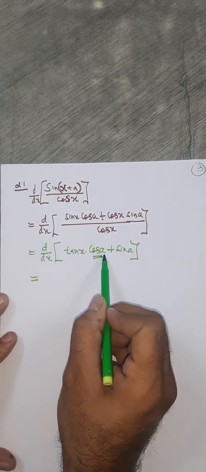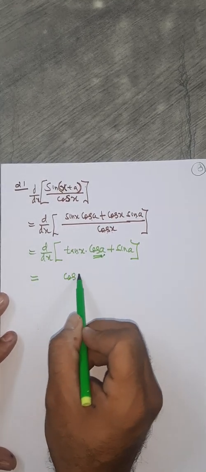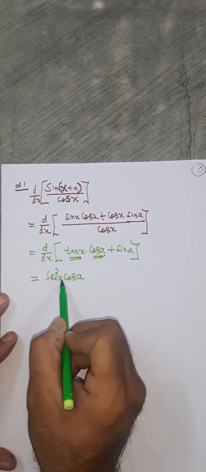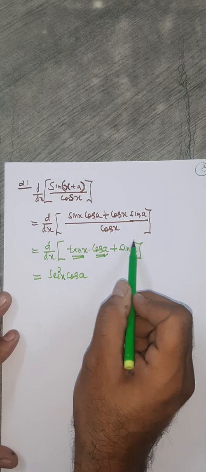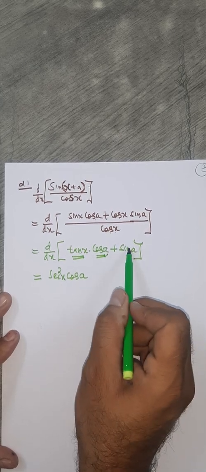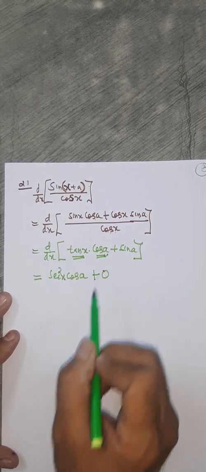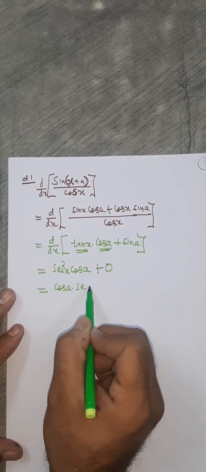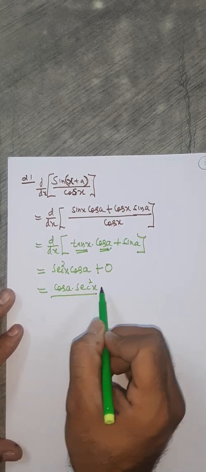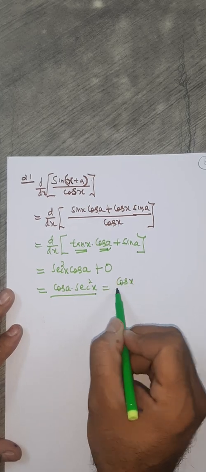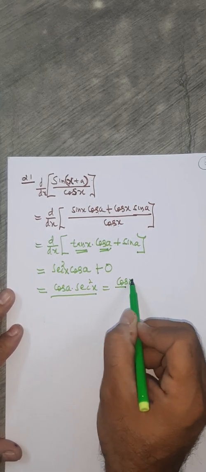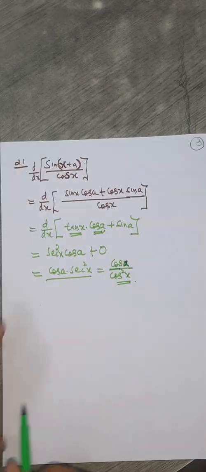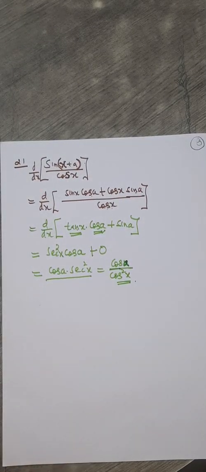Cos a, being a constant, stays with the function as it is. What is the derivative of tan x? You know, sec square. Here sine a, x is not there, it's a constant alone, so the derivative is 0. So finally you are getting cos a into sec square x. If you want, you can write cos a by cos square x. Like this you can write. Okay.